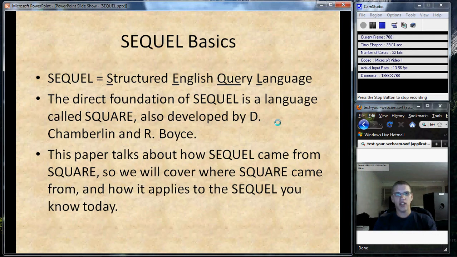The direct foundation of SQL is actually a language called Square, which was also developed by Donald Chamberlain and Raymond Boyce, same IBM Labs, same guys. They started Square, and then they made SQL based off Square. While this SQL paper talks about where SQL came from, it also mentions that it was based on Square, so I'm going to talk a little bit more about where Square came from and how it applies to the SQL that you read about.